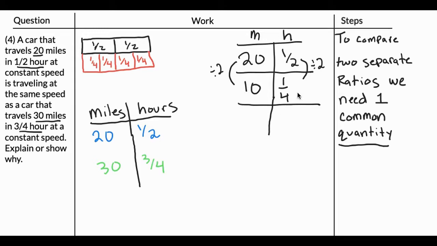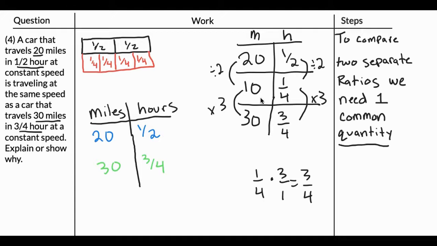Now that I have this as 1/4 here, I'm going to try to get this to be the same as our other ratio, which is 3/4. So to do that, I know that I'm going to be multiplying by 3 here. And to keep this an equivalent ratio, I'm going to multiply this by 3 as well. And we see we have an equivalent ratio here, 30 to 3/4, so both of these cars are going at the same speed.